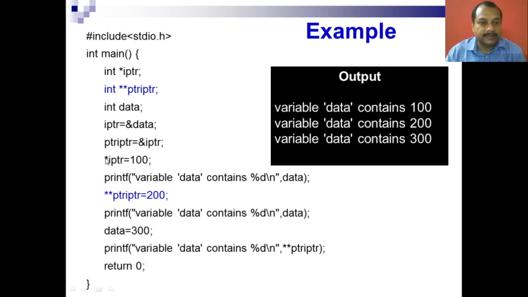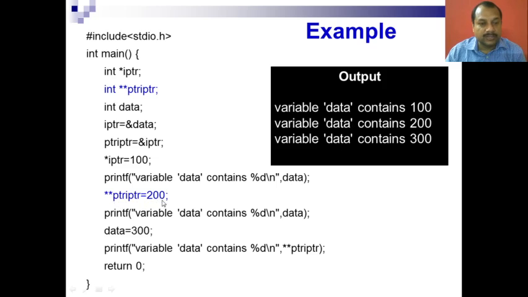Now if I write star iptr equals to 100, then it will go to the content of the iptr, which is the address of this int data. Then it will go to that data and will change the value of data. And if I print variable data, it will print 100 because it is changed now. Now if I write star star ptriptr equals 200, okay, this was 100, so 100 is printing.